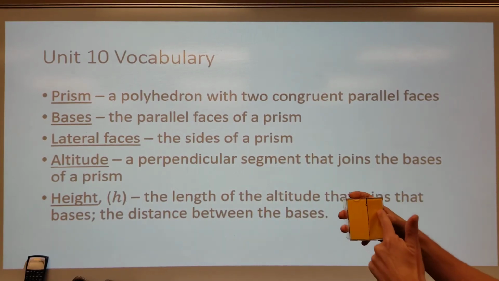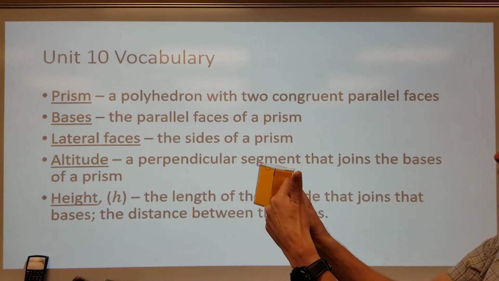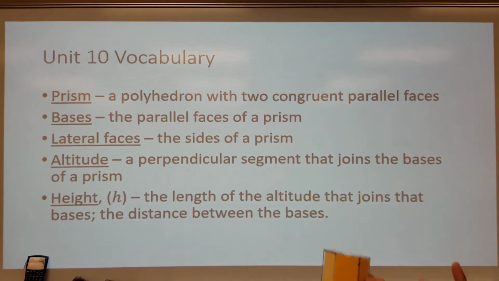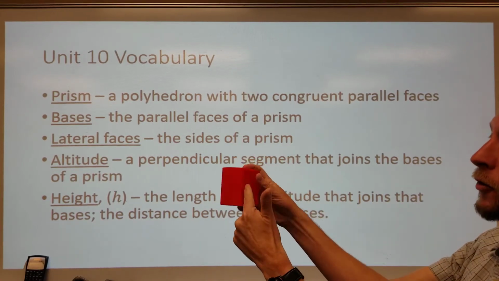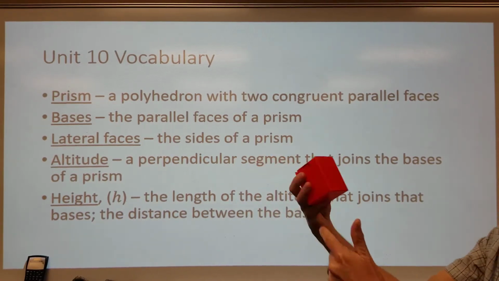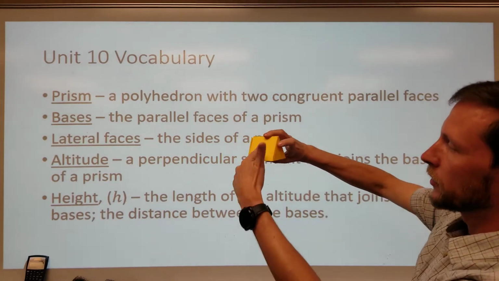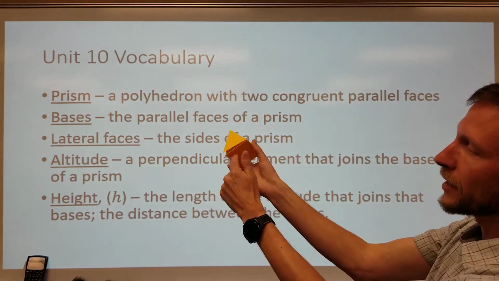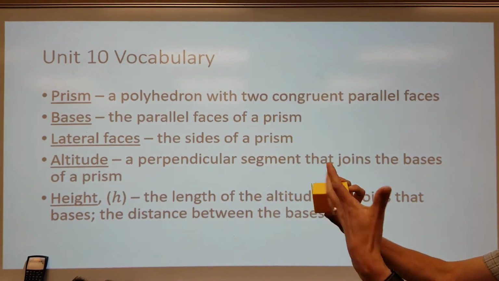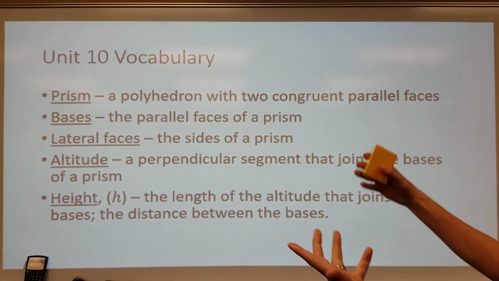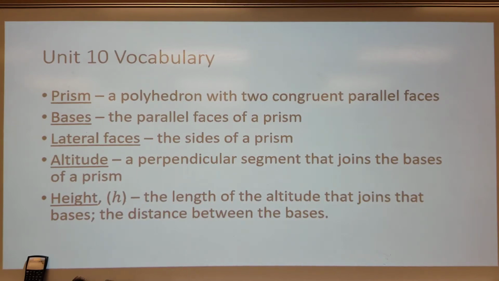Now, the lateral faces are basically all of these other rectangles. The sides in your prism will always be rectangles. And that's really helpful because it helps you identify where your lateral faces are. In this triangular prism, the lateral faces are all rectangles, and we know how to find the areas of rectangles and the areas of triangles, so we should hopefully be able to do this task that's before us.